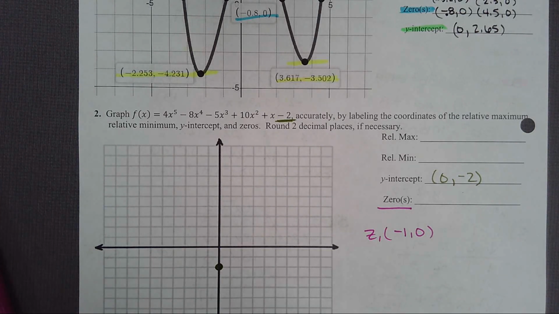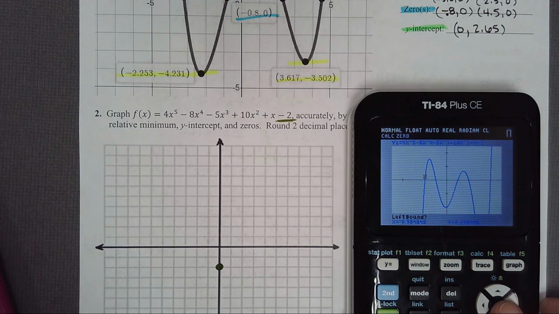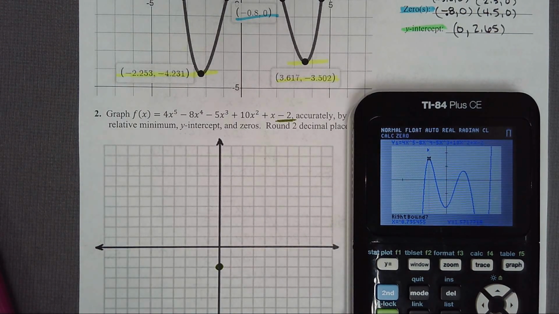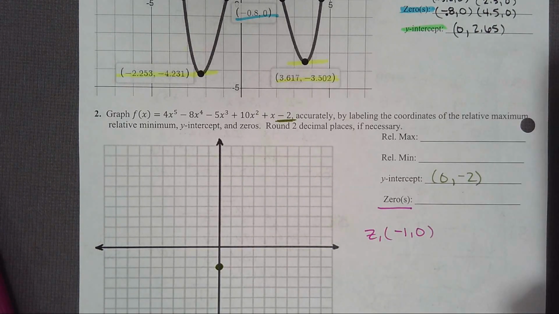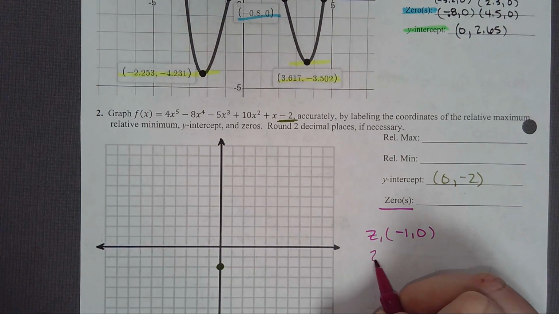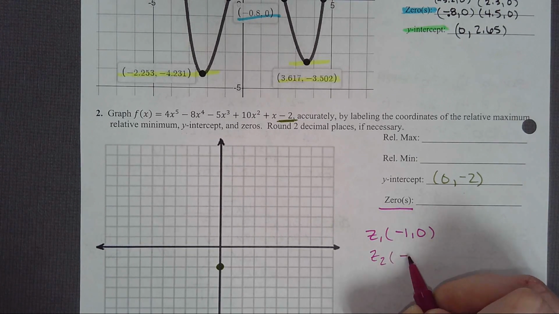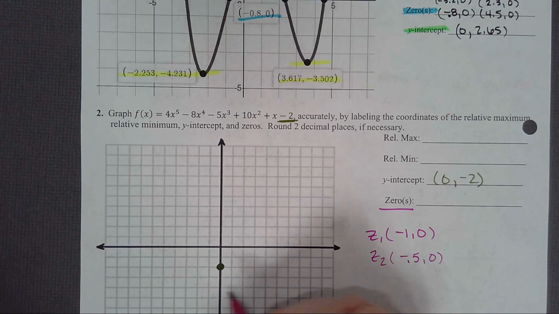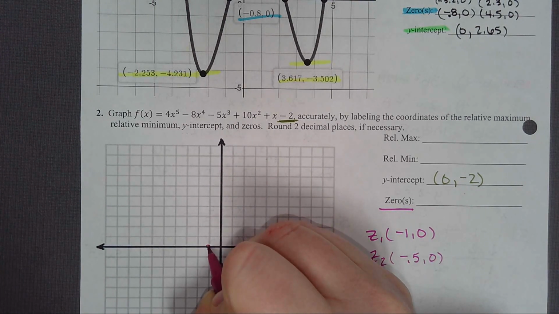I'm going to calculate out the next 0, second calc, 0. So I'm going to start here at the top. Then I'm going to arrow past, somewhere down here on the bottom, enter, enter, negative 0.5, comma 0. So Z2, negative 0.5, comma 0. So I have one at negative 1, and I have one at 0.5.